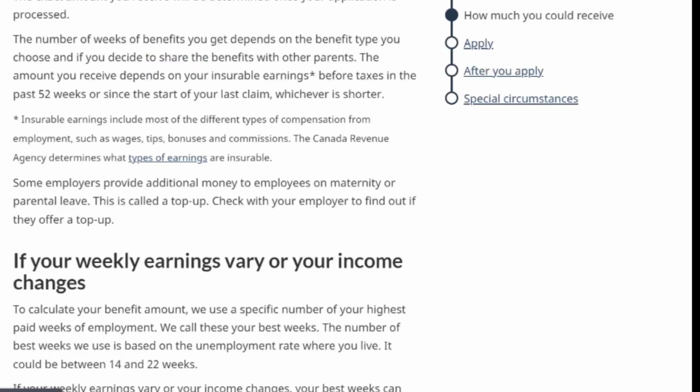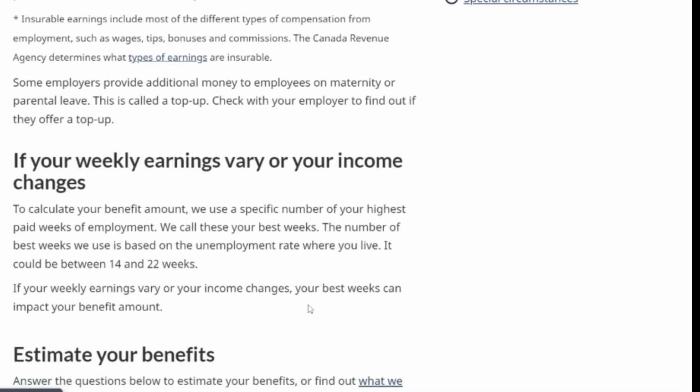In my upcoming video, I will discuss how to estimate your benefits or understand the calculation methods we use. To determine the number of best weeks used to calculate your benefit amount, you must first identify your economic region. Once you have this information, you will need to determine your average insurable earnings, before taxes, for those weeks.